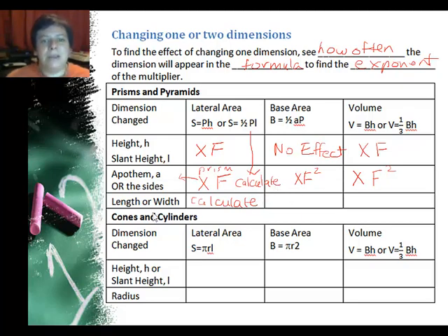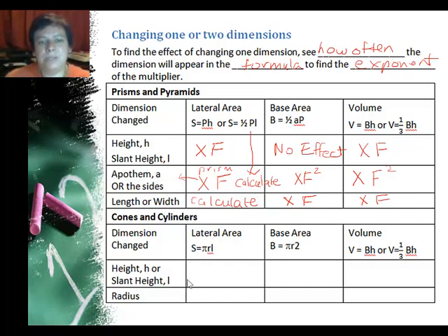For base area, if I say I double the length but not the width, or I double the width and not the length, that one's pretty straightforward. You just put in the factor. If I double one side, then it's like I have twice as many rectangles, which means my area doubled. And for volume, volume only depends on height. So if I double the base, then that will double my volume. It will only show up once with an exponent of 1, even though it can change the slant height.